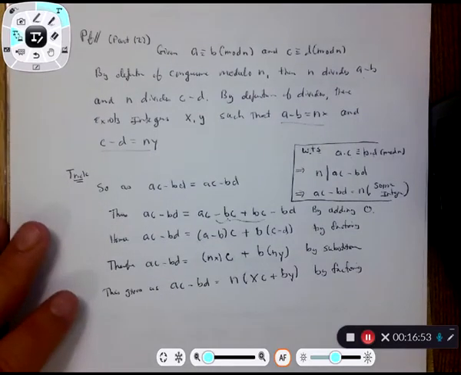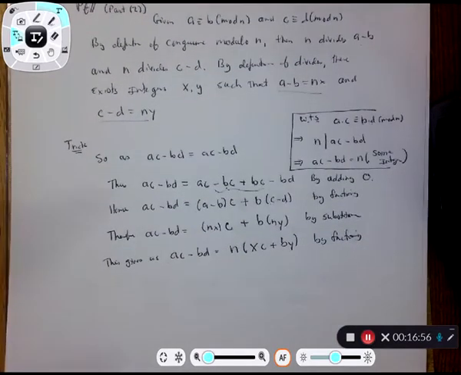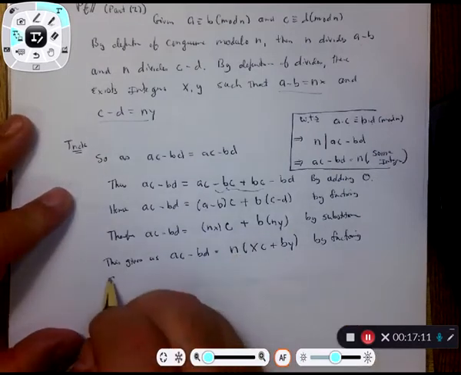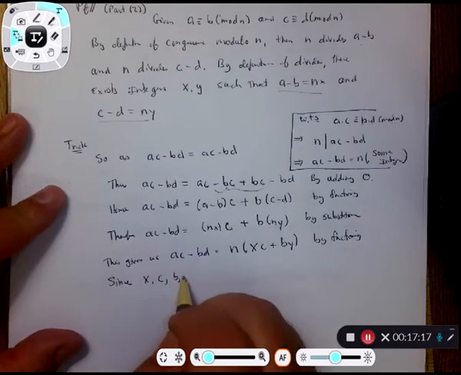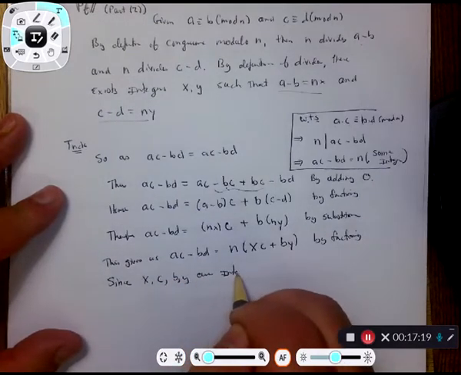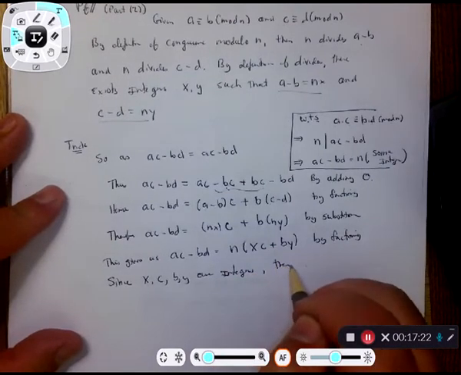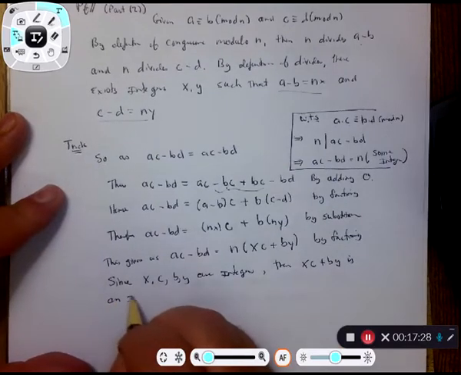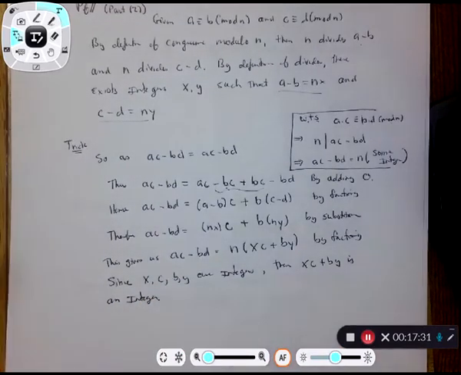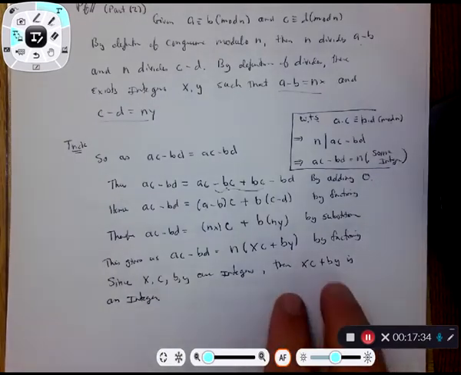Okay. Notice how I finish this problem. It's going to be a two-stepper because I'm trying to show that A times C is congruent to B times D mod N, but I got to do two steps to get back to there. Here's the first one. Well, since X, C, B, and Y are integers, then X times C plus B times Y is an integer. And remember, the reason is the sums and products of integers are integers. But there's my sum integer.